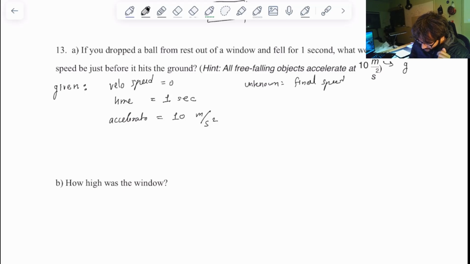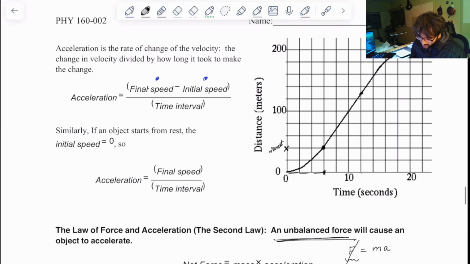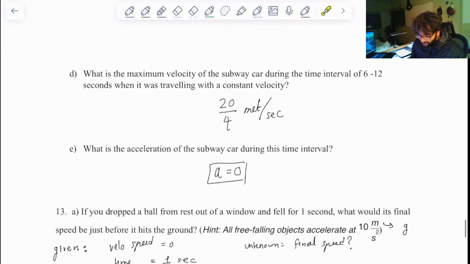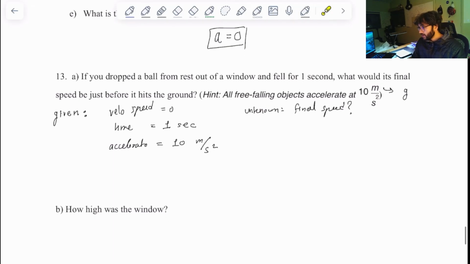Final speed is unknown. Okay, so we use this formula. This formula connects acceleration with final speed, initial speed, and time interval. That's a benefit of writing the stuff that you are given or that you can infer from the question, and the stuff that you're supposed to find out, that is the unknown.